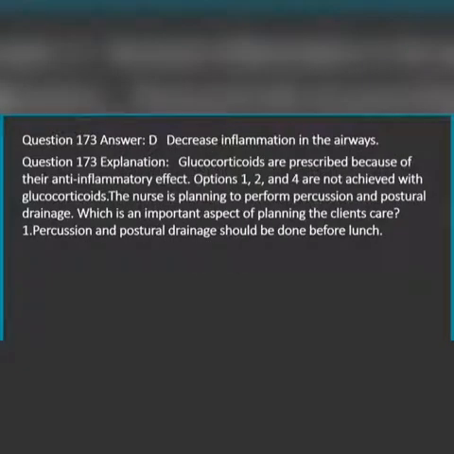Question 173. Answer: D. Decrease inflammation in the airways. Explanation: glucocorticoids are prescribed because of their anti-inflammatory effect. Options 1, 2, and 4 are not achieved with glucocorticoids.